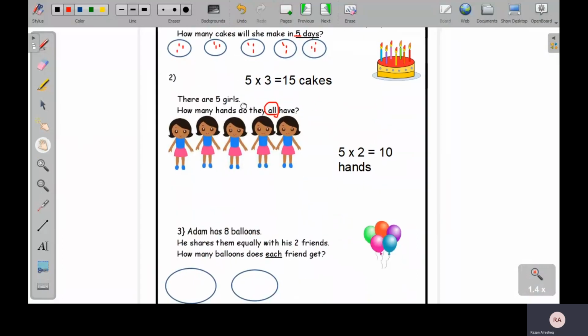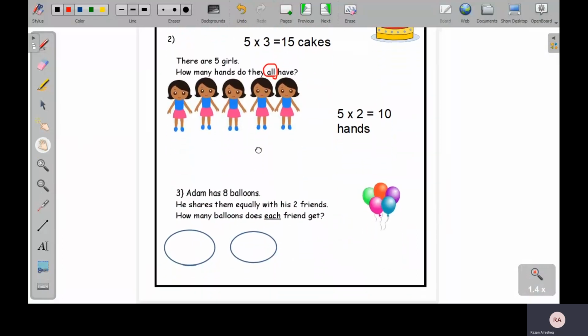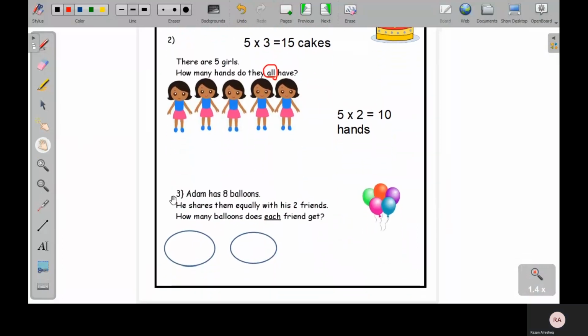All right, now let's go to the bottom and see. Here it says Adam has 8 balloons. He shares them equally with his 2 friends. How many balloons does each friend get? Now, here, I'm going to put a circle under 8. And here we have 2 friends. And how many balloons does each friend get? The word each also shows me what I'm going to be doing here. Now, before, the keywords told me that it was about multiplication. And now the keywords show me that they want to divide them into each different group. So we know that we're going to be using division.